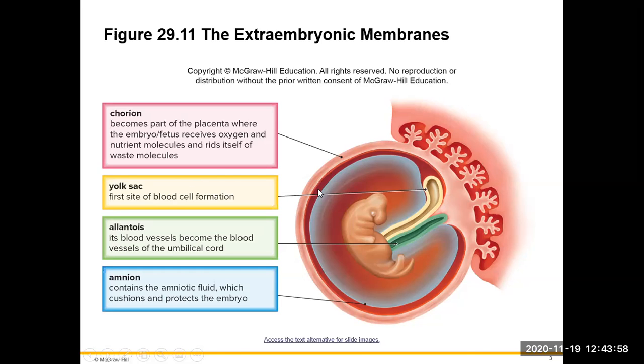And the yolk sac is the site of the first blood cell formation, the blood cells we know: red, white, and platelets. And the allantois: these are going to later become the blood vessels of the umbilical cord that carries blood and waste materials from the fetus to the mother and vice versa. The amnion contains the amniotic fluid, which is light blue in color, and it is covered by the amniotic sac, which cushions and protects the embryo.